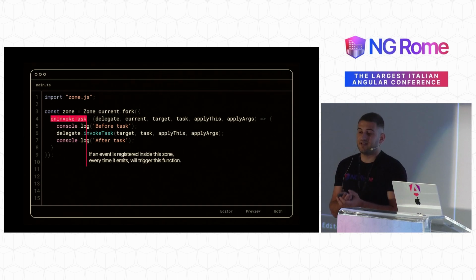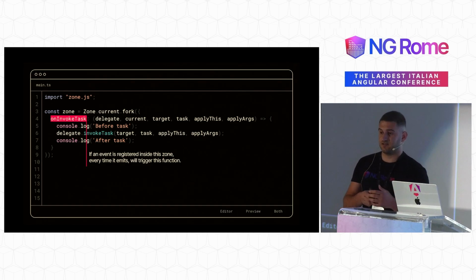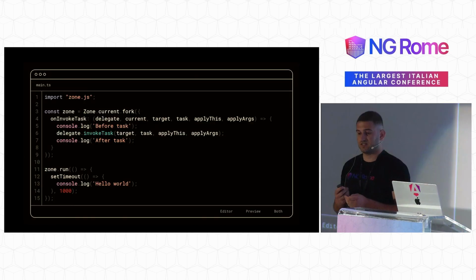And if an event is registered inside the zone that we create, every time that event happens or emits, it will trigger this function. And we can run something inside the zone using zone.run. And then what we can do is run that setTimeout and console log something.